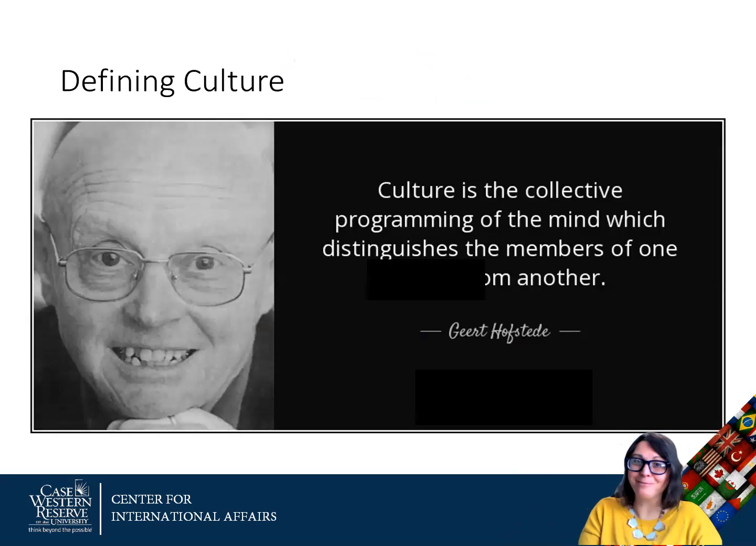So let's define culture now. That's why you're here, right? So there are hundreds of definitions of culture out there. I'm using Geert Hofstede's definition. He is really a trailblazer in intercultural understanding. And he uses culture as the collective programming of the mind, which distinguishes the members of one group from another. This one I like, especially for Case Western students where we have so many engineers. But also because it's about the collective programming. You are programmed to understand your world around you in a certain way. And it's about groups also. Your perceptions might be different from someone else's perceptions.